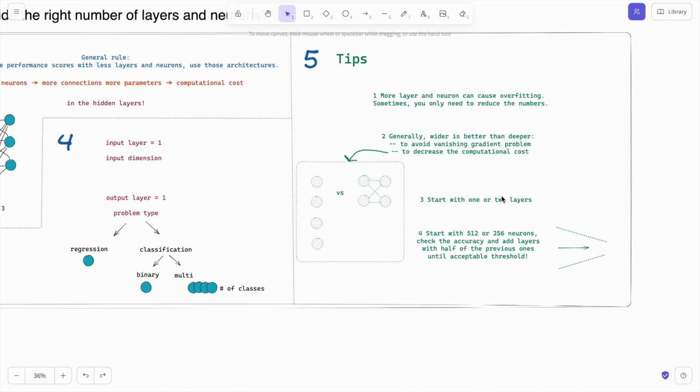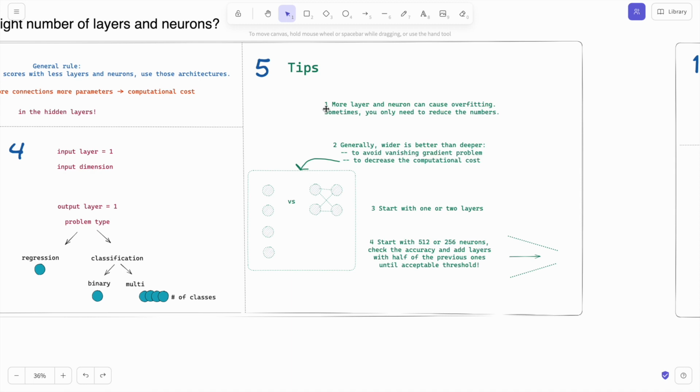And the last one, I want to give a couple of tips. First of all, more layers and neurons can cause overfitting. Be careful about that. Sometimes you need to reduce the numbers. And the second one, not for all cases, but usually wider is better than deeper.